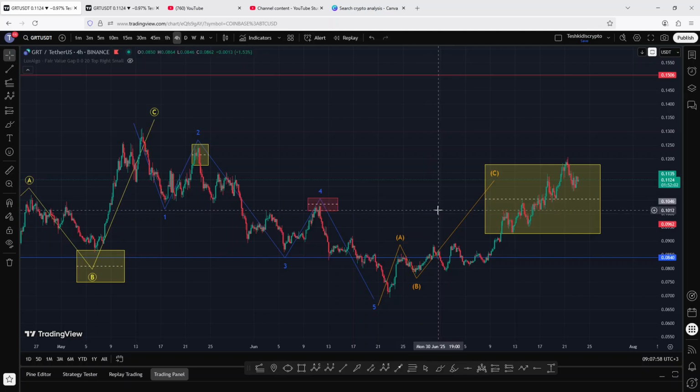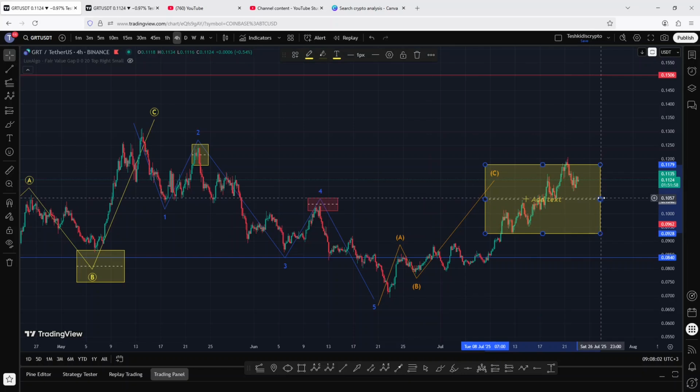The graph at the time of this recording is now fighting resistance between the 0.0928 and the 0.1179. And on today's update video, I will be discussing the scenarios that can play out if by any chance we manage to break above this key area of resistance.